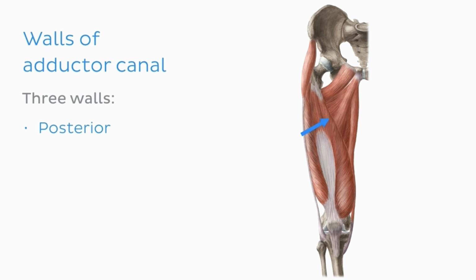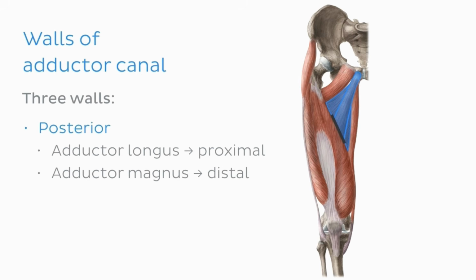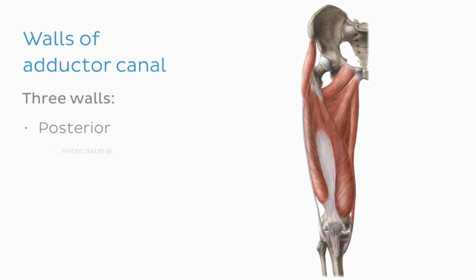The posterior wall is made up of 2 muscles. And along the proximal part of the adductor canal, the adductor longus makes up the posterior wall. As we travel distally and the adductor longus ends, the adductor magnus is the posterior wall. The anterolateral wall is made up of 1 muscle, and that is this muscle over here, the vastus medialis.